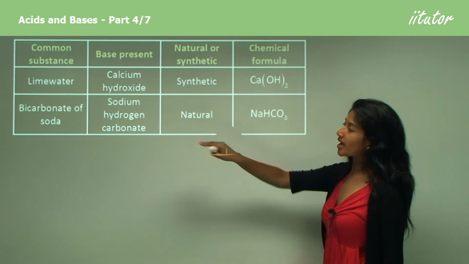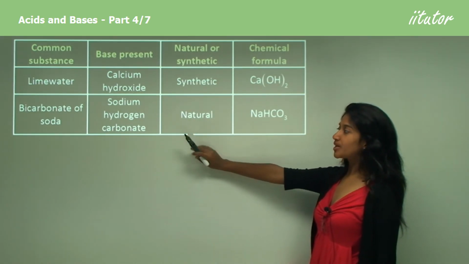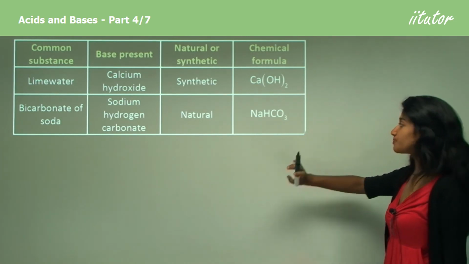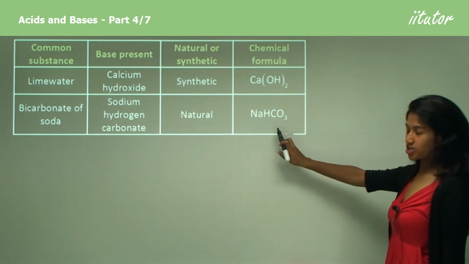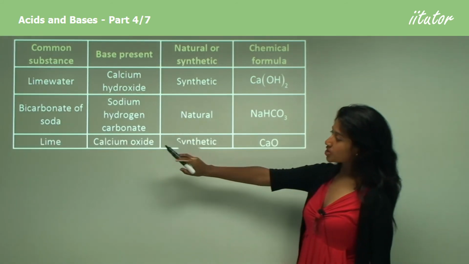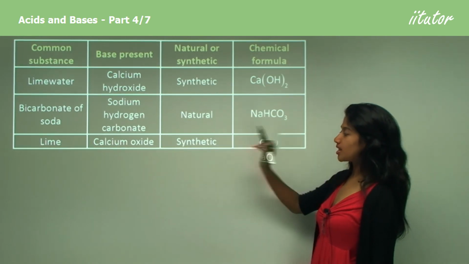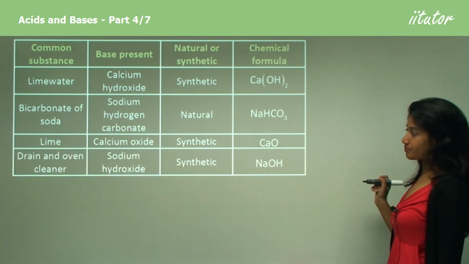We have bicarbonate of soda. It has sodium hydrogen carbonate, which is a naturally occurring base. And again, you need to know how to write the chemical formula, so NaHCO3. Lime, which has calcium oxide, a synthetic base, and CaO is the chemical formula for that.